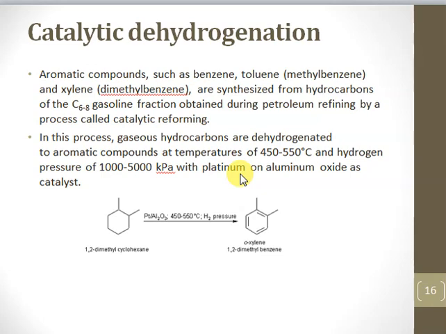So if you have to convert substituted cyclohexanes into a benzene ring, the most preferred way is to make use of platinum over alumina. Alumina is also called aluminum oxide, and you have to maintain a high temperature of 450 to 550 degrees C, and a high hydrogen pressure of 1000 to 5000 kilopascal. So in this method, if your starting material is 1,2-dimethyl cyclohexane, then you get the aromatic product, right?